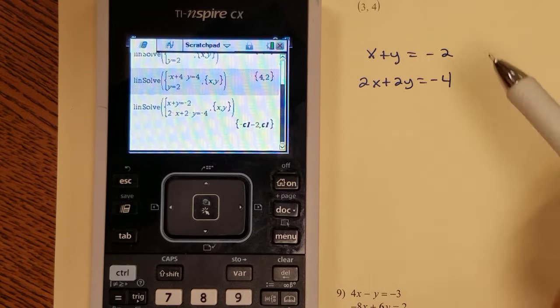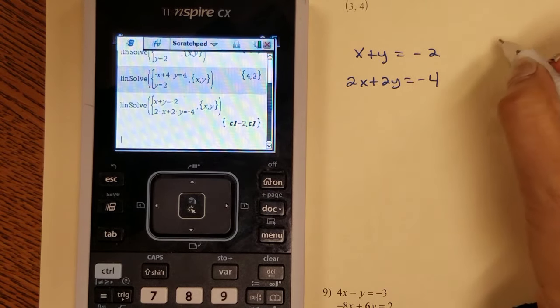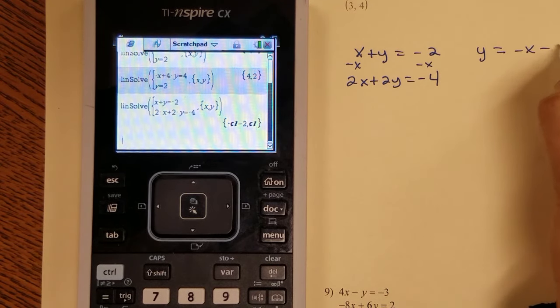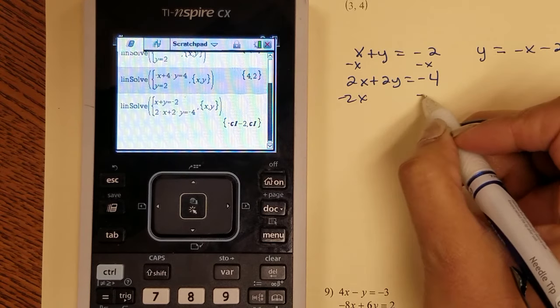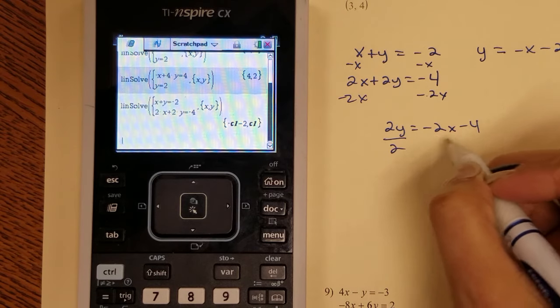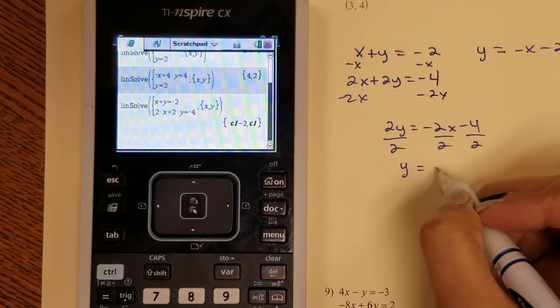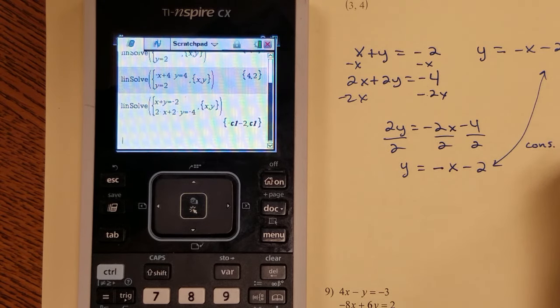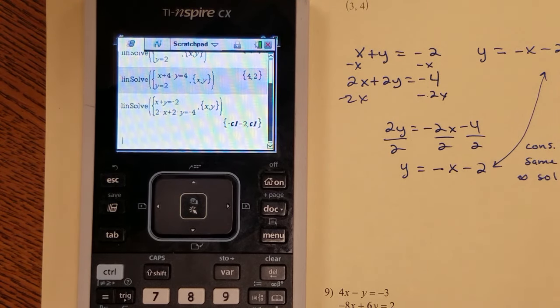They are the same line. If you wanted to check it algebraically, you can solve and subtract x here. So you have y is equal to -x minus 2. Subtract 2x here. 2y equals negative 2x minus 4. Divide everything by 2. y is equal to negative x minus 2. These are the exact same line, which means that they're consistent, dependent, same line, infinite solutions.